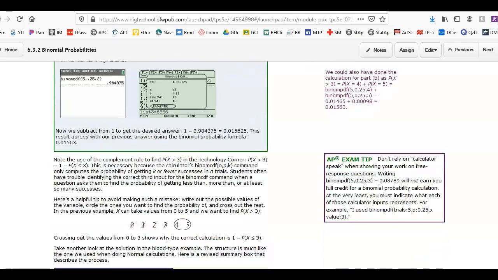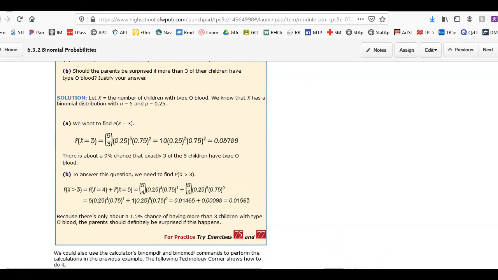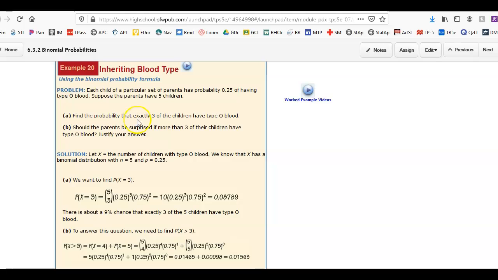Let's see what we got here. In this scenario, find the probability exactly 3 children have type O blood. So I need to check bins. They either have type O, they don't. The number of trials is fixed. Each person having type O is independent of the next, and the probability is constant. So don't want to forget that. So exactly 3. I'm going to say X is the number of children with type O blood, and X is binomial, and the parameters are n is 5, p is 0.25.